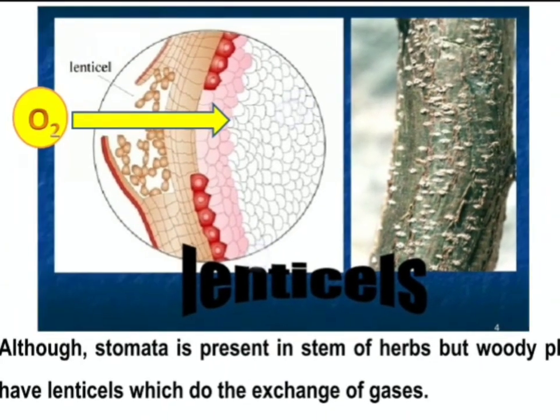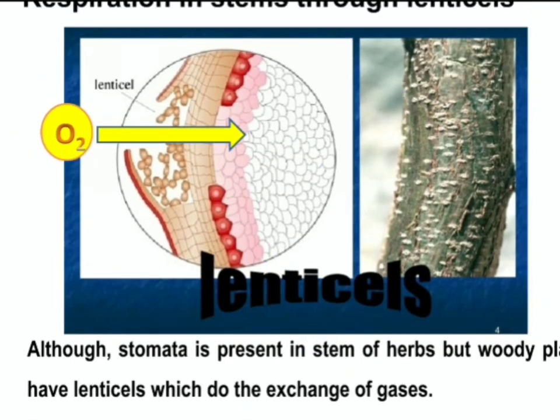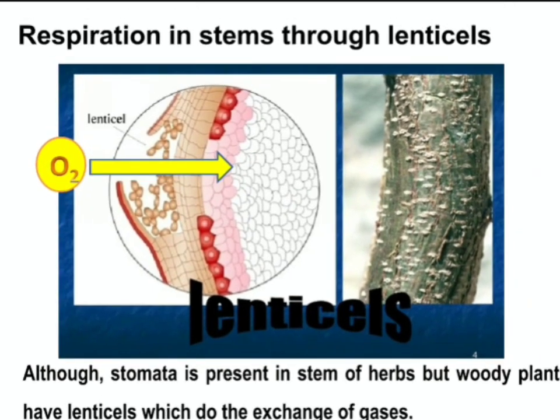So what is the purpose of having this lenticel? This opening provides the movement of oxygen from the outside to the inside of the stem, and yes, the cells of the stem will take up this oxygen and do the respiration. So this is how the stem in woody plants exchanges gases, because normally herbs have stomata in their stem also, but in woody plants the stem does not have perfect stomata, so they have lenticel openings which do the exchange of gas.